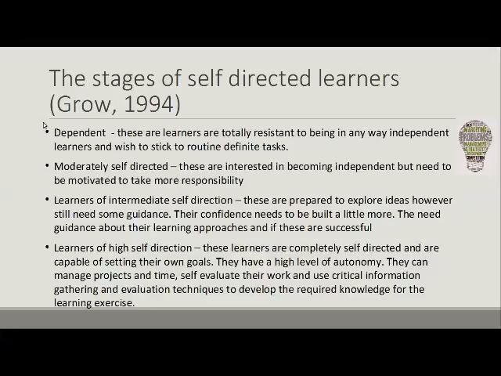Their confidence needs to be built a little bit more and they need guidance about their learning approaches and if these are successful. Learners of high self-direction are completely self-directed and are capable of setting their own goals. They have a high level of autonomy and they can manage projects, self-evaluate their own work and use critical information gathering and evaluation techniques to develop the required knowledge for the learner exercise. Now we will look at each stage and how to develop self-directed learners at each stage of the model.